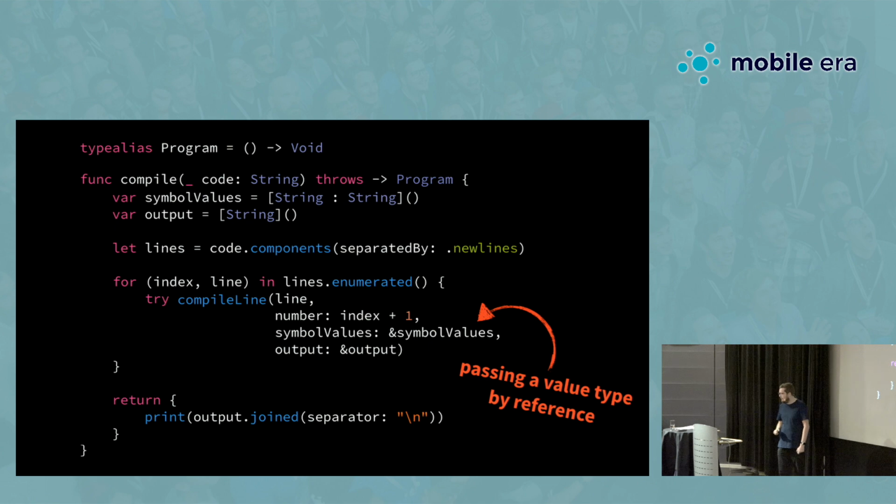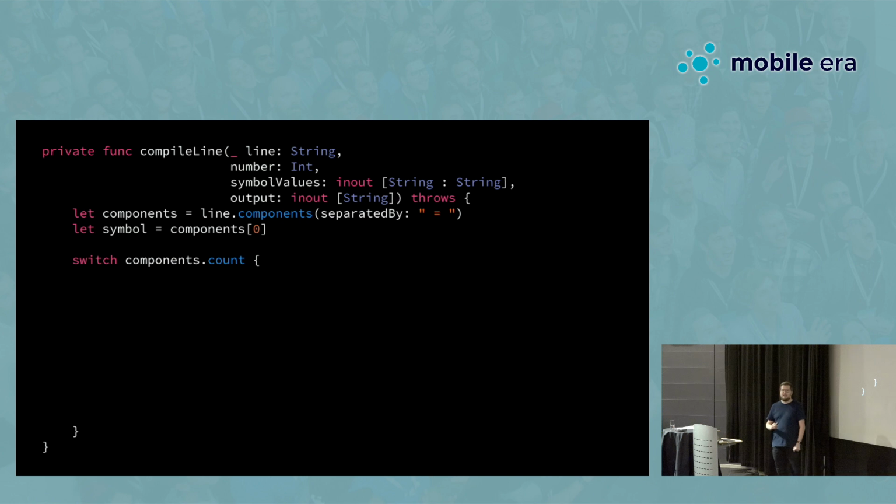All right, so now let's dive a little deeper and look at the compileLine function instead. How does that look? Like we saw before, it takes a line to compile, it takes the number of that line, and then it takes the symbol values and the output as in-out parameters. Here we do lexing or parsing again, where we split the line up by the only delimiter that our language currently supports, which is an equal sign. Then we get the components. We can assume that the first component is always going to be the symbol, because we are either going to print it or assign to it.